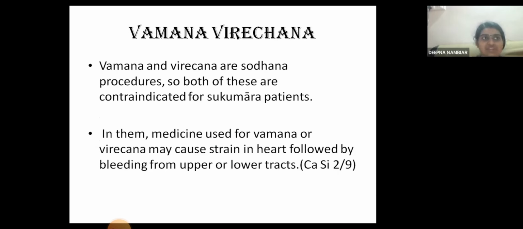In the case of Vamana and Virechana, very weak patients will not be selected for Vamana and Virechana because it is contraindicated and this can cause bleeding. Urdhva Raktapitta is the contraindicated reason for doing Vamana and Virechana in this type of Sukumara patients.